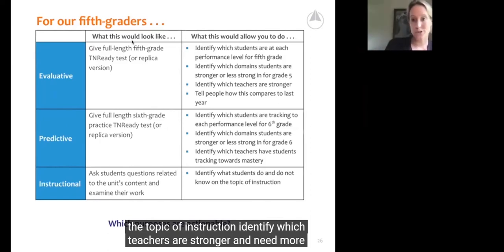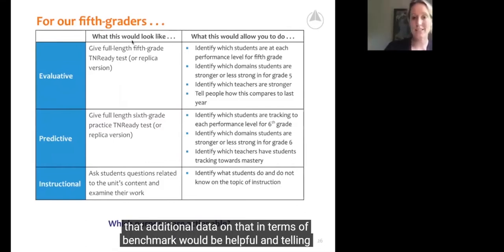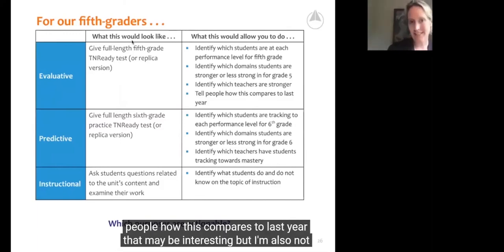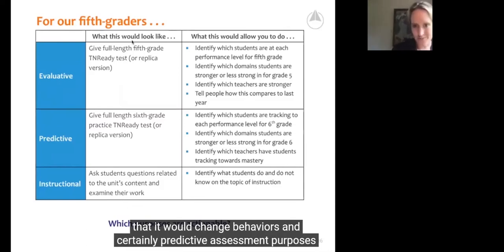Identifying which teachers are stronger and need more support. We have a lot of data on that from a number of sources, so I'm not sure that additional data on that in terms of benchmark assessment would be helpful. And telling people how this compares to last year, that may be interesting, but I'm also not sure that is actionable. It may increase our sense of urgency, but I don't know that it would change behaviors.